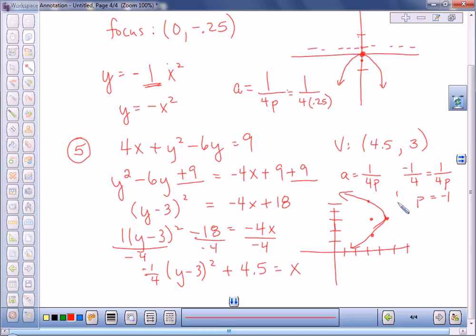So my focus is the point 3.5, positive 3. And my directrix is the equation x equals 5.5.